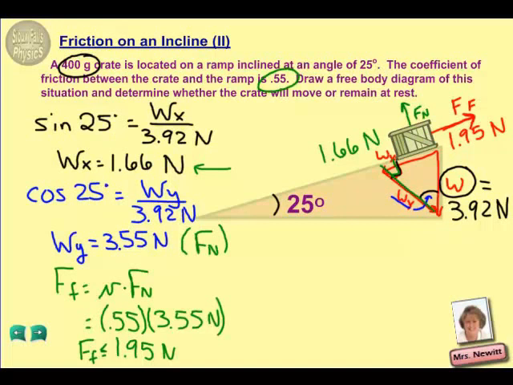Now, one thing that's kind of important here, the first part of the question asks us to determine whether the crate will move or remain at rest. The two forces determining that are the two that move up and down the ramp. Okay, here we have 1.66 newtons as a component of the weight trying to pull the crate downwards. On the other side, we have a force of friction of 1.95 newtons that is acting to oppose that. And since the friction is greater than the weight that is pulling downwards, we find out that our crate would remain at rest.